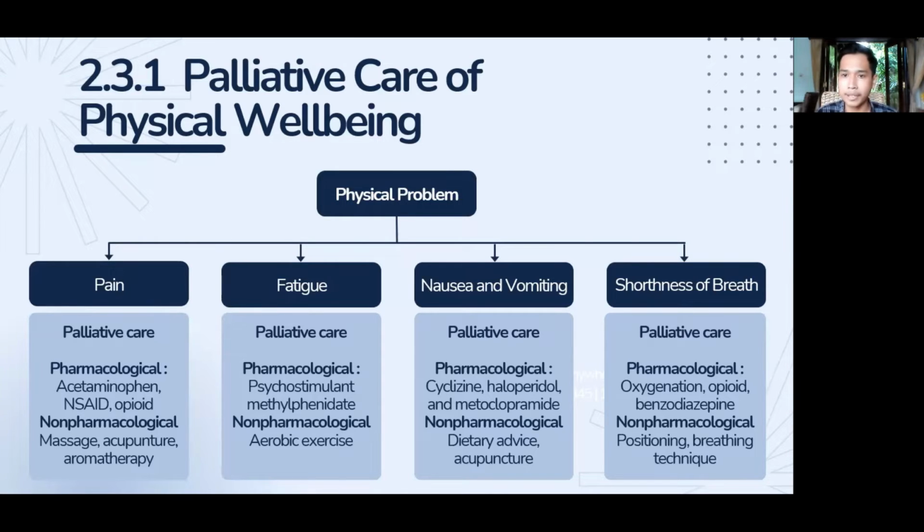In this opportunity, I would like to explain about the palliative care of physical well-being. Patients in the palliative stage will usually experience several physical symptoms. These physical symptoms must be managed using palliative care to improve physical well-being, specifically pharmacological and non-pharmacological approaches.